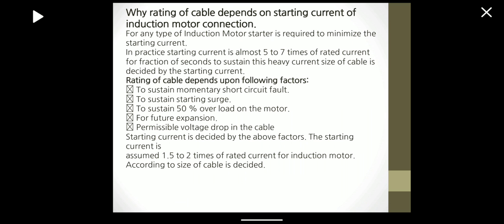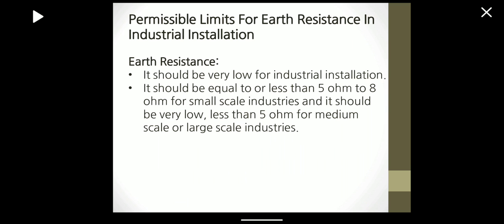First one is to sustain the momentary short circuit fault. Then next is to sustain the starting surge. Next is to sustain the 50% overload on the motor. Then for future expansion. Next is permissible voltage drop in the cable. The starting current is decided by the above factors. The starting current is assumed 1.5 to 2 times the rated current for the induction motor, according to which the size of the cable is decided. So this is the rating of cable selection.